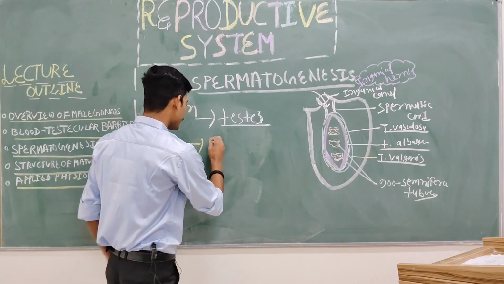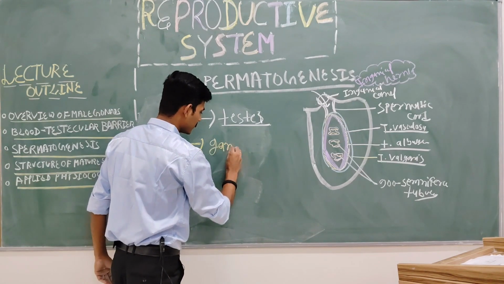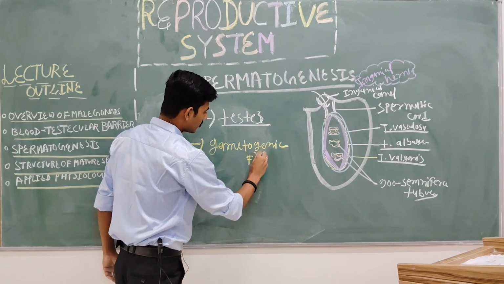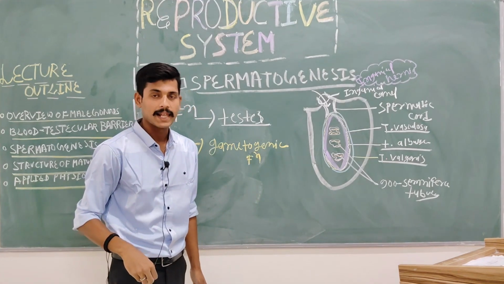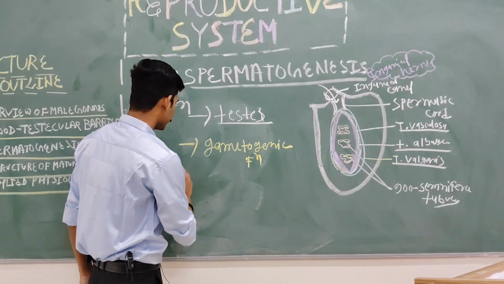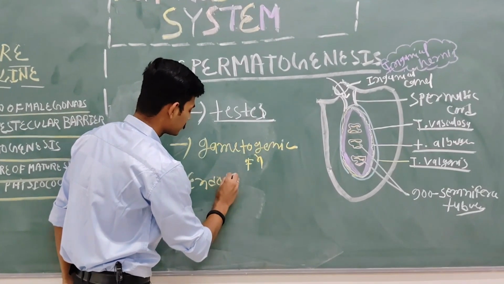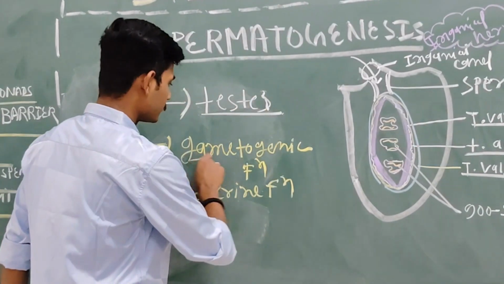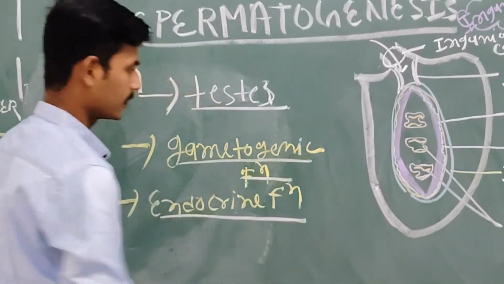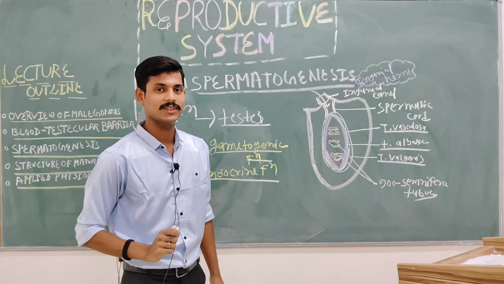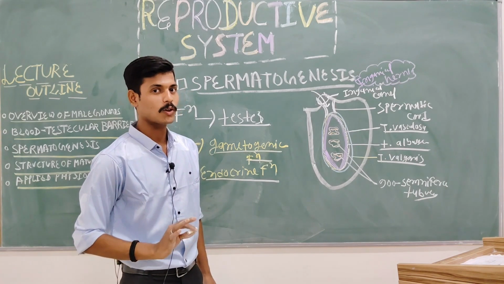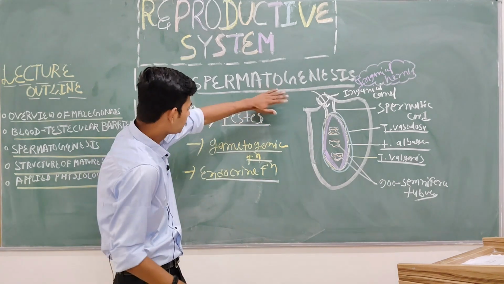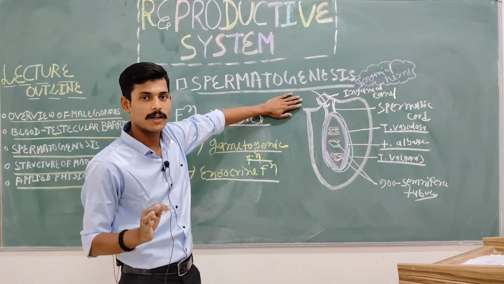The first one is the gametogenic function, isn't it? And the second is the endocrine function. Since we are discussing the testes, we have to talk about spermatogenesis, because in the testes there is formation of sperm. Now just understand what spermatogenesis is.